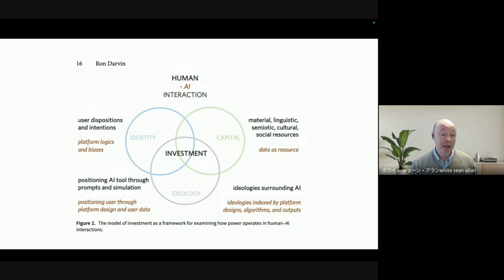And I think each of these then has its own agency, right? Users position AI tools through prompts and simulation. And in terms of the AI, it in fact constrains users in many ways through design and the data that it's trained on, right? So a little bit of a gap, and particularly an awareness of these things and an ability to critically assess and use these particular technologies then becomes important. Okay.